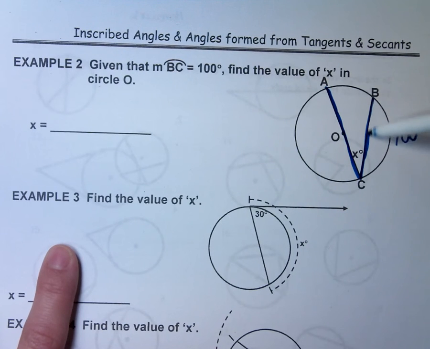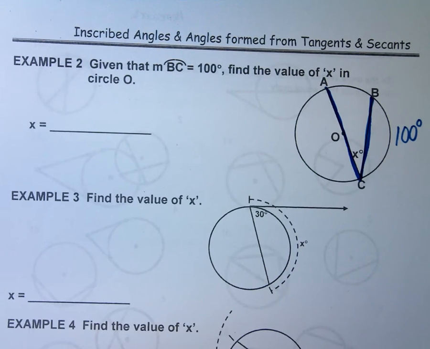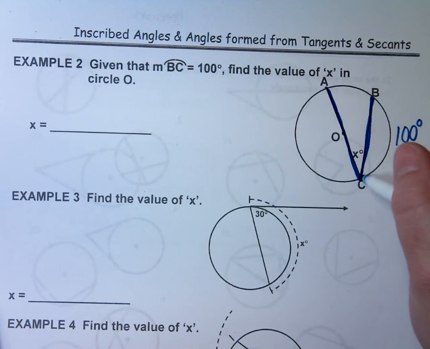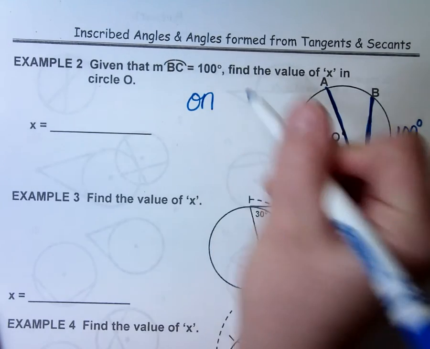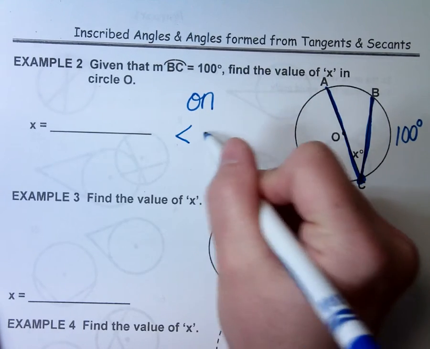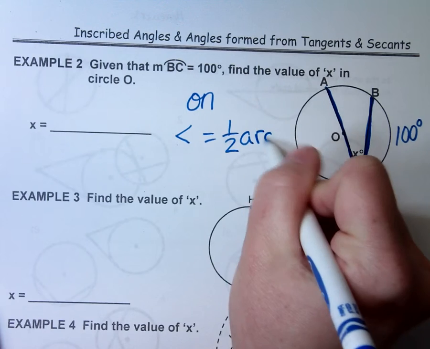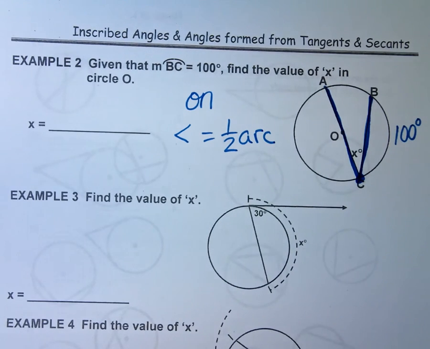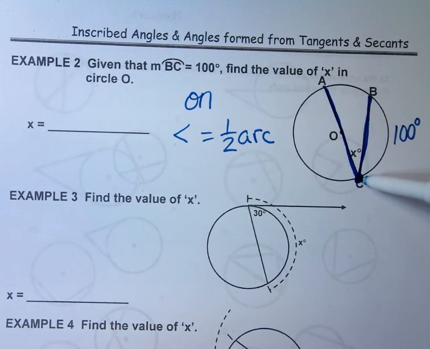Colton, would you say that this is an angle that's on the circle, outside, or inside? The vertex of the angle, I should have been more clear. The vertex of the angle, is it on the circle, inside, or outside? It's on the circle. So whenever our angle is on, the angle will be half of the intercepted arc. So whenever the vertex is on the circle, we'll find this angle by taking half of the intercepted arc.